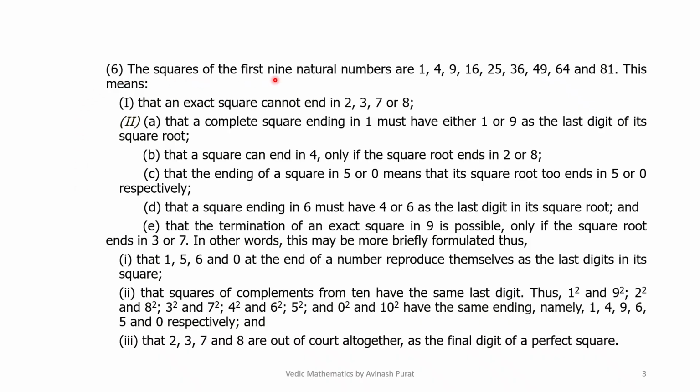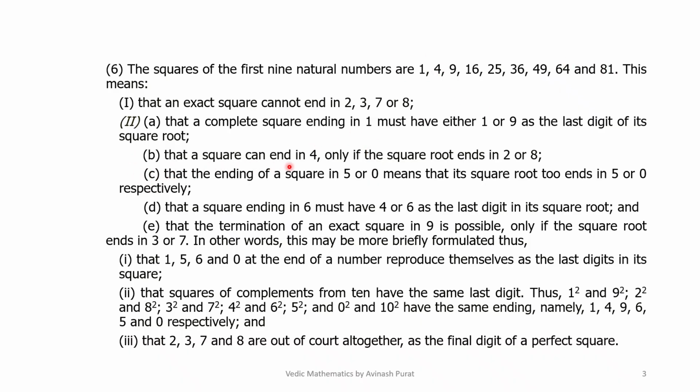The squares of the first 9 natural numbers are 1, 4, 9, 16, 25, 36, 49, 64, and 81. This means that an exact square cannot end in 2, 3, 7, or 8. That a complete square ending in 1 must have either 1 or 9 as the last digit of its square root.